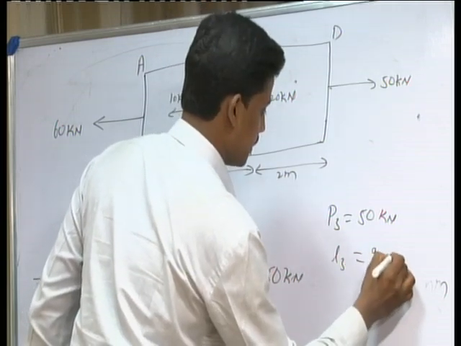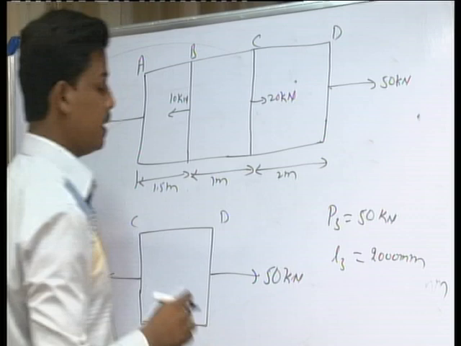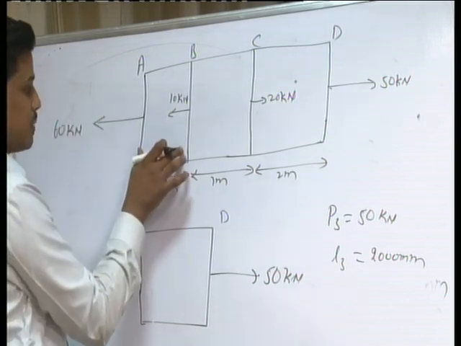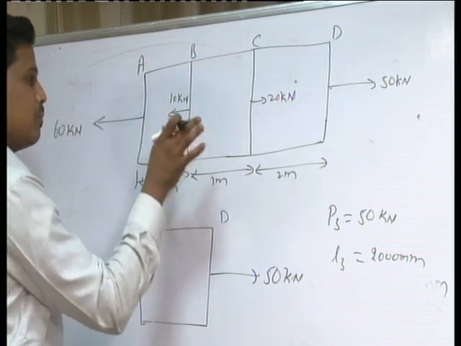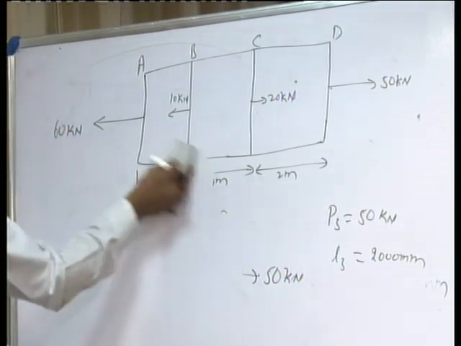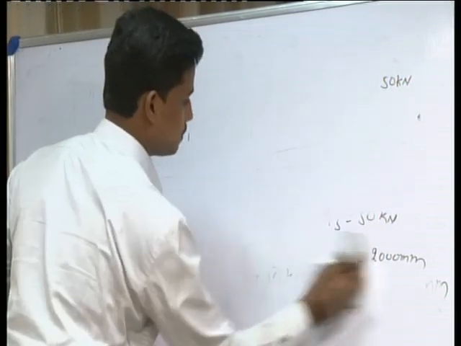And L3 is equal to 2000 millimeter. Here the system of application of forces is different, so in this type of problem we have to analyze the blocks separately. Whatever system of forces is given, we have to analyze separately and find out the change in length. Now we know L1, L2, L3, P1, P2, P3, so we can directly substitute in the equation.